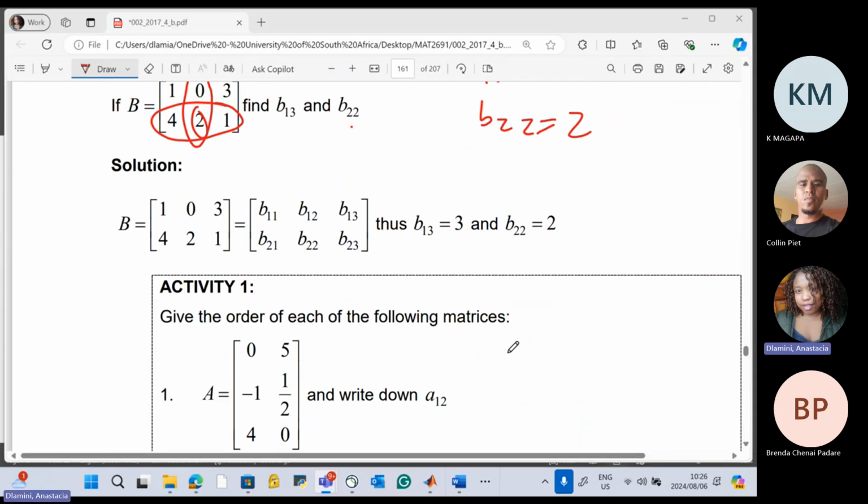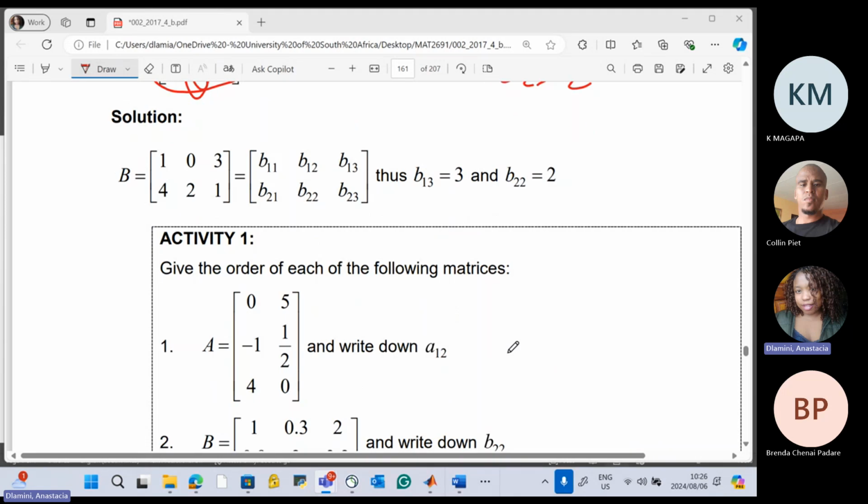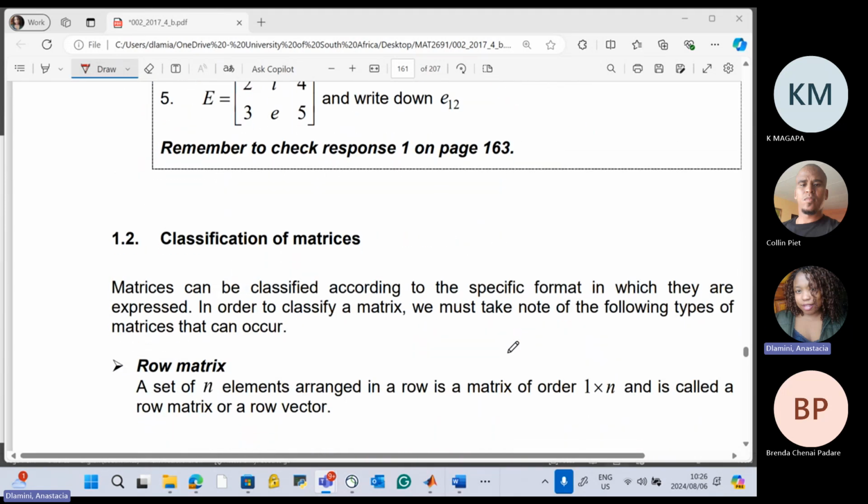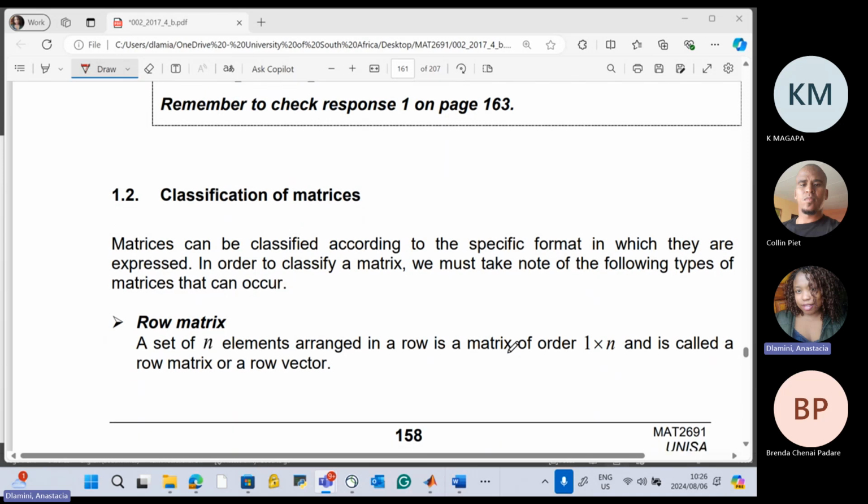So that's what we found. Now you have the activity that you have to go and do there in your study guide. Now, let's look at the classification of matrices. Matrices can be classified according to the specific formats in which they are expressed. In order to classify a matrix, we must take note of the following types of matrices that occur.